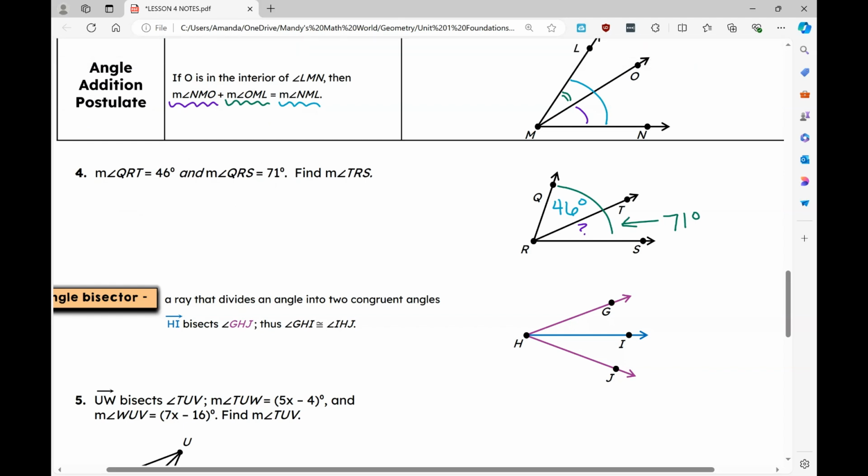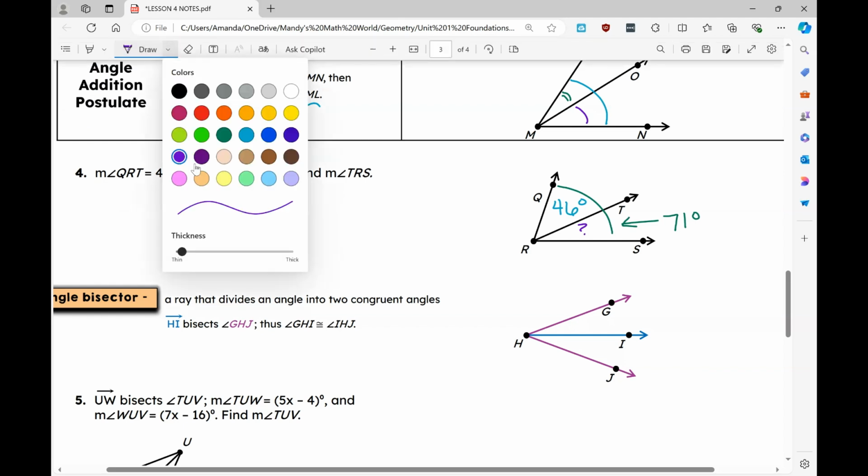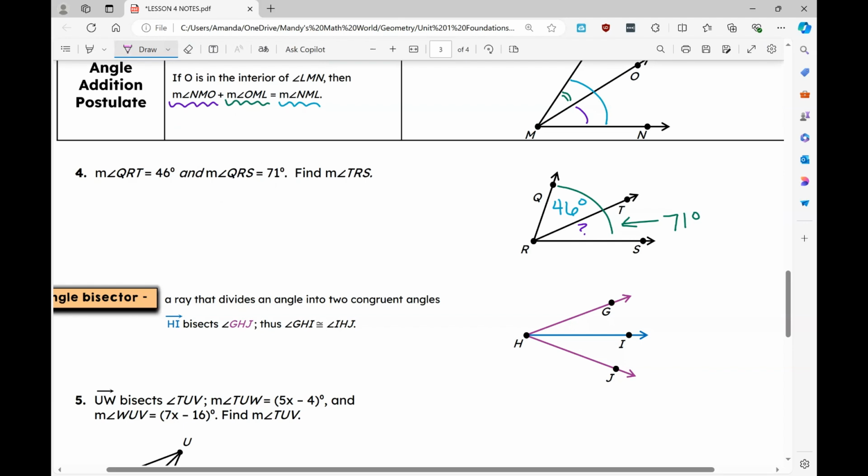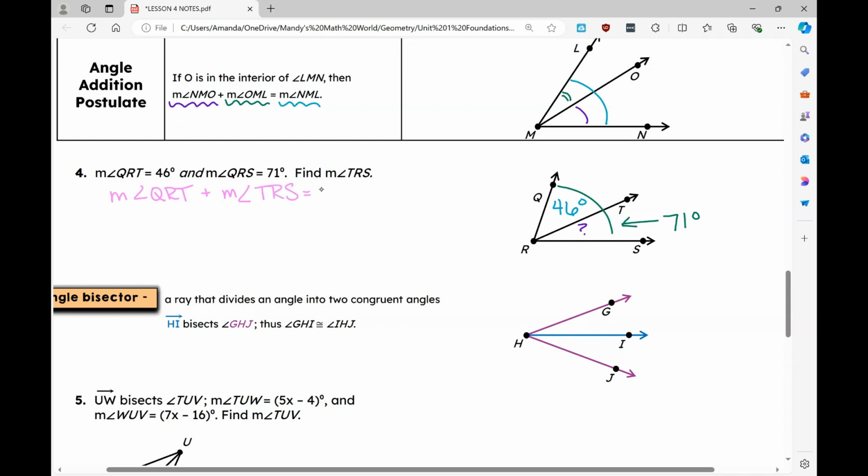Now, our angle addition postulate, and I'm going to change colors again, says that the measure of angle QRT plus the measure of angle TRS should equal the measure of angle QRS, right? That whole thing. So that's what our angle addition postulate states.